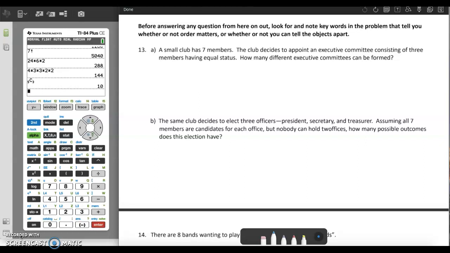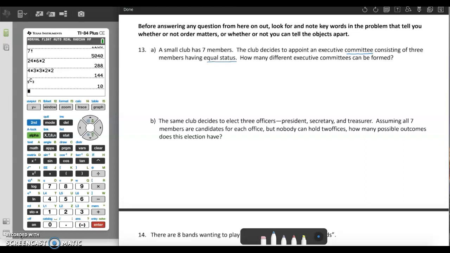13A says a small club has 7 members. The club decides to appoint an executive committee consisting of 3 members having equal status. How many different executive committees can be formed? Okay, so there are 2 key words or phrases that I see here that I want to draw your attention to. The first being committee, and the second, the equal status phrase.